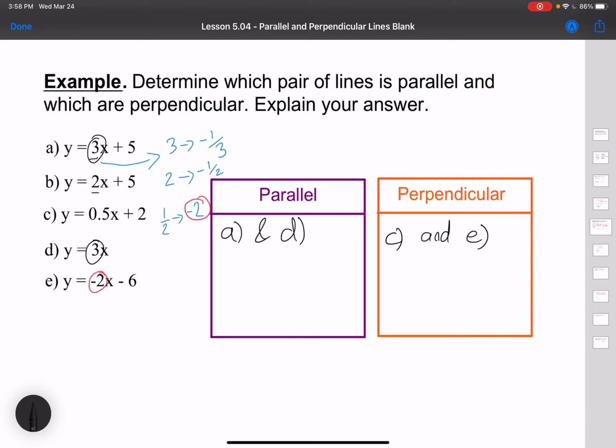So 0.5x plus 2 is perpendicular to negative 2x minus 6. And in all of these, the numbers that you have at the end here, your y-intercept, those don't matter. They could be anything. All that matters is your actual slopes.